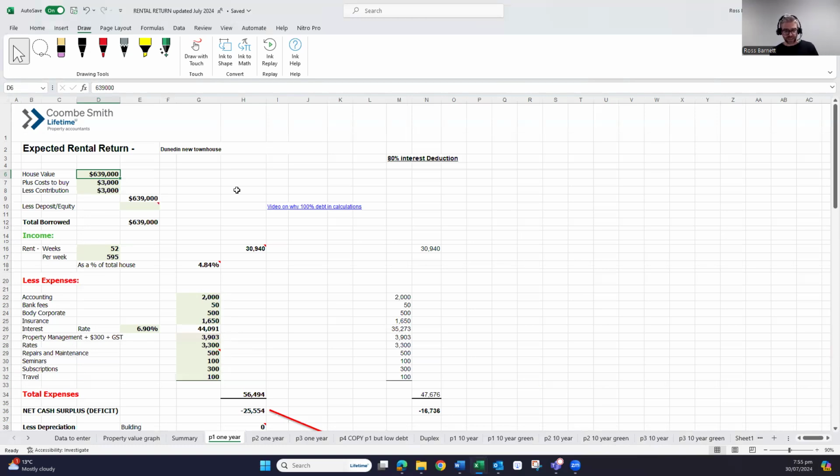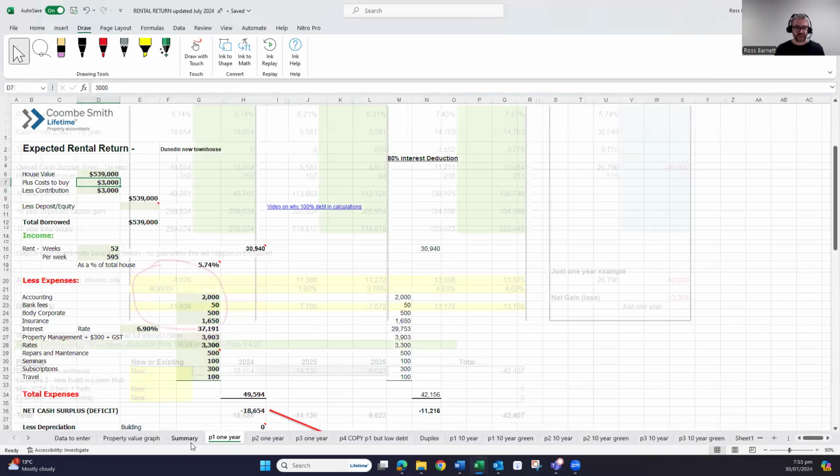In today's market, properties are not selling. For new townhouses, there's a lot of them available. You can pretty much go to any city as well. I would be looking for at least a $100,000 discount. So that would obviously improve those numbers a little bit. If we bought it for 539, obviously our interest is lower. Our first year cash flow comes down.